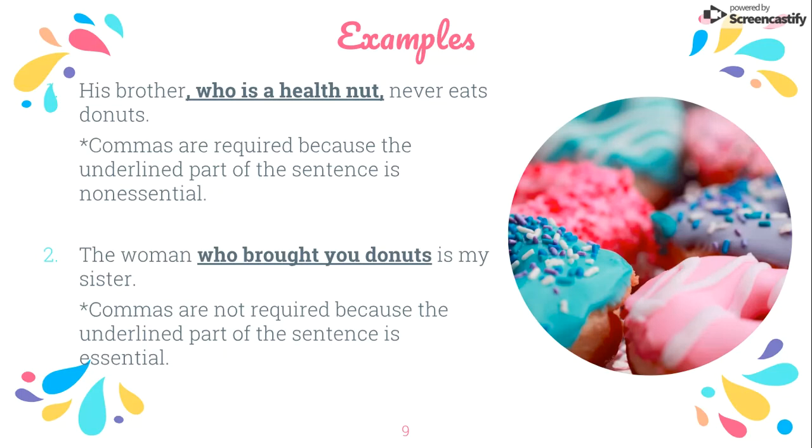Number two, the woman who brought you donuts is my sister. Okay, commas are not required in this one because the underlined part of the sentence is essential. If I just said the woman is my sister, you don't know enough information to know what I'm actually trying to convey to you. I have to include the part who brought you donuts so that you understand the donuts in your hand are from my sister.